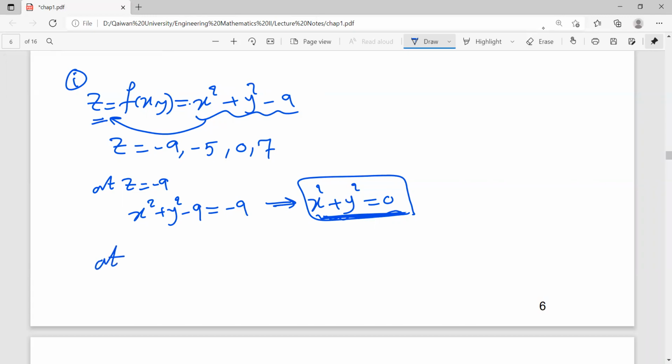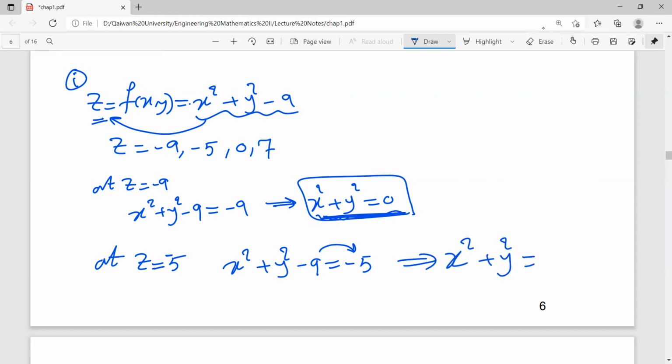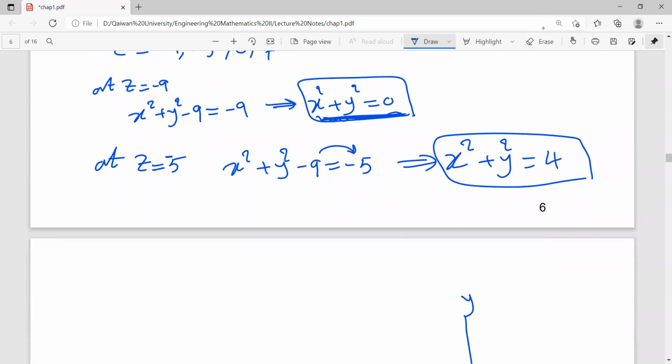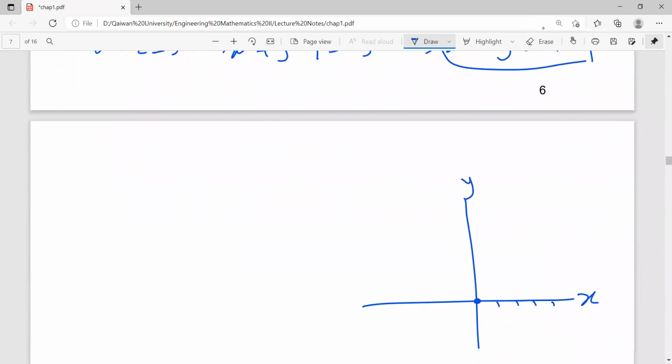How about at z to be -5? What do we get? We get x squared plus y squared minus 9 equals -5. If we move this over, it becomes +9. -5 plus 9 is 4. We get x squared plus y squared equals 4. This is also the equation of a circle. Its radius is 2, you just take the square root of the right hand side, and the center is the origin.